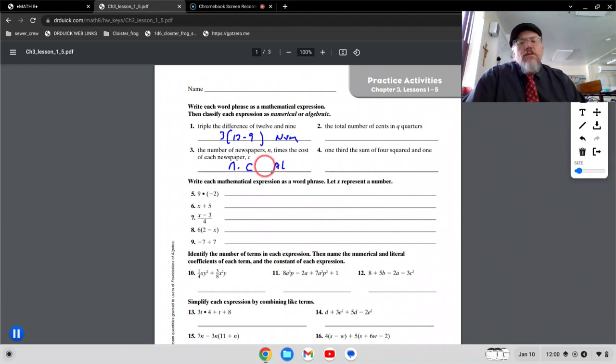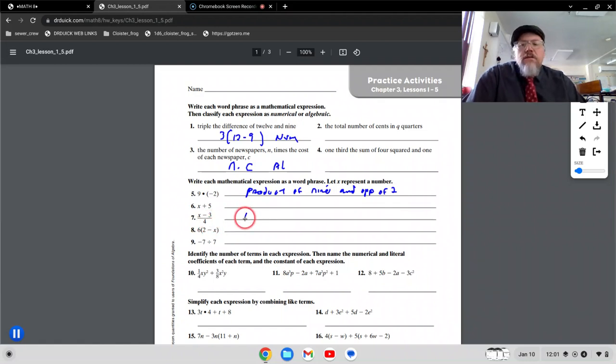So let's look at number 5. Write each mathematical expression as a word phrase. Let X represent the number, right? This is going to be easy. It's the product of 9 and the opposite of 2. That's easy, right? This one looks a little complicated to write about, but not really, right?